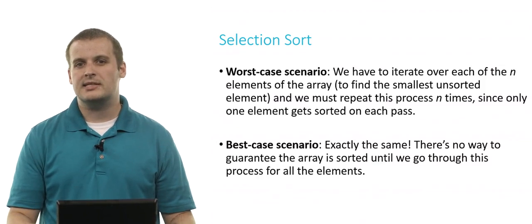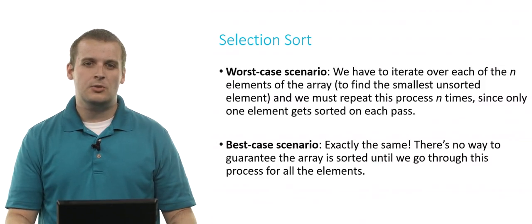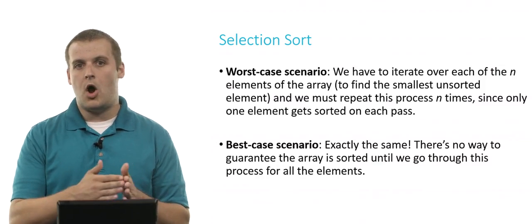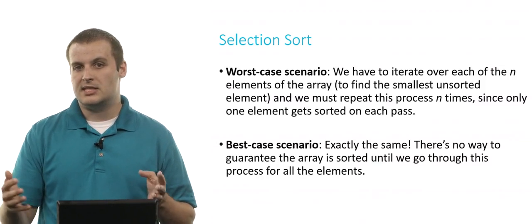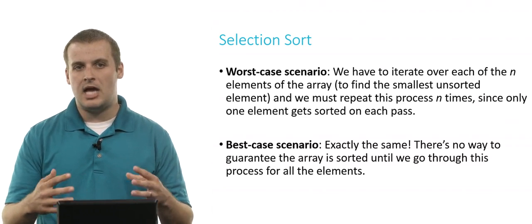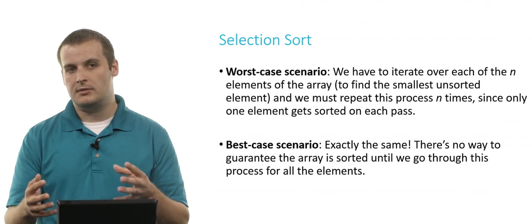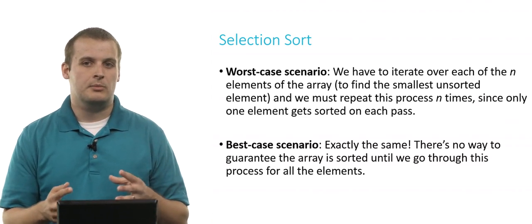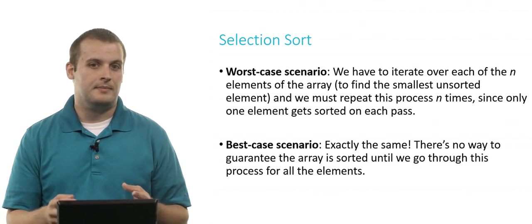So what's the worst case scenario here? Well, in the absolute worst case, we have to look over all of the elements of the array to find the smallest unsorted element. And we have to repeat this process n times, once for each element of the array, because in this algorithm, we only sort one element at a time.